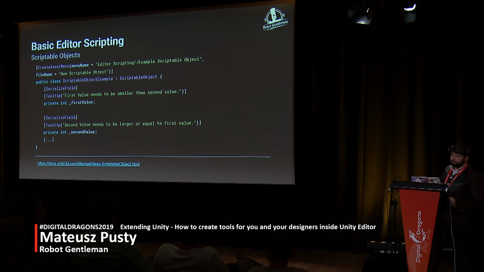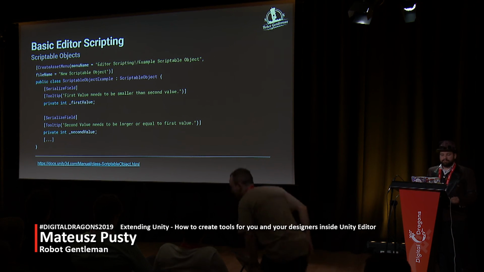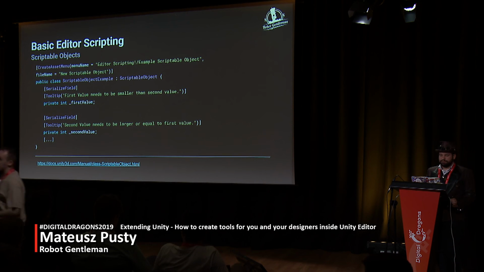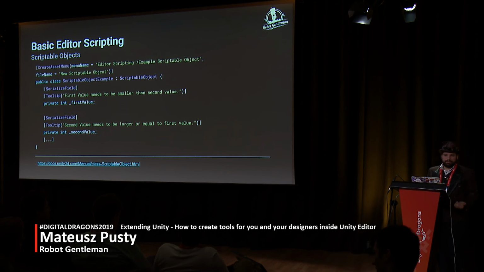So how to create a scriptable object? Basically, use an attribute: use the CreateAssetMenu attribute on the class that derives from ScriptableObject. And this is basically how we create a scriptable object. We have some data here, first and second value, and we can use these values later in our production.